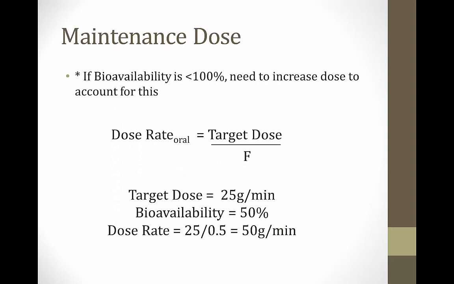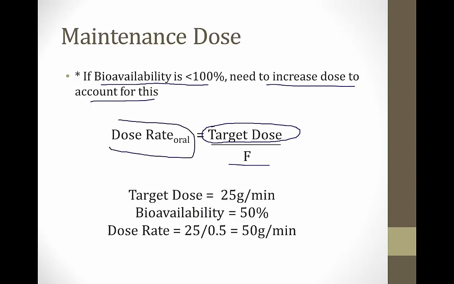Now, one caveat to what I just said on the last slide is if the bioavailability is less than 100%, then we need to increase the dose to account for this. So for example, in the last slide, we calculated a target dose that matched the elimination rate, but if the bioavailability were less than 100%, we'd have to divide that target dose by the bioavailability F to get the appropriate oral dose. This is easier to understand if we use some numbers.